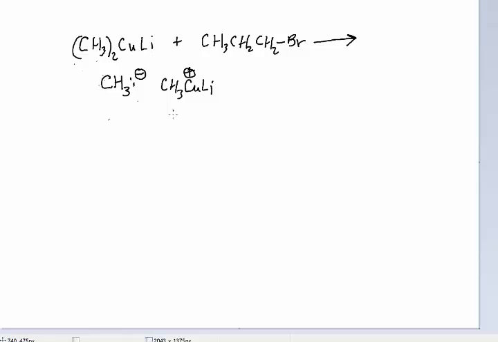All right, what you want to do next is examine the carbanion that you wrote. There are two possible ways that the carbanion will react. It will react either as a base or a nucleophile. To tell how it will react, examine the other reactant. Here, 1-bromopropane.